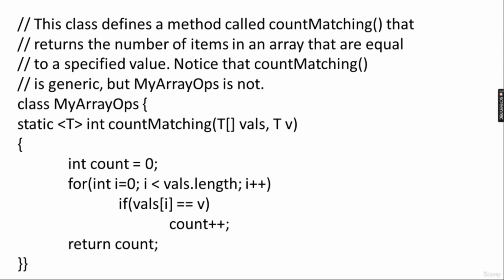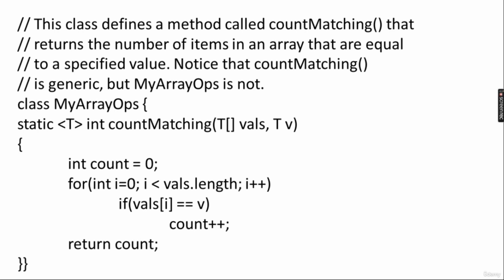specified value. Suppose I am passing a particular value, 5. How many times is 5 appearing in that array? If I specify 7, how many times is 7 appearing in this array? So countMatching is a generic method, but MyArrayOps is not. MyArrayOps is a class name which is not generic, and countMatching is a generic static method. Here we are passing a type array and a type value.